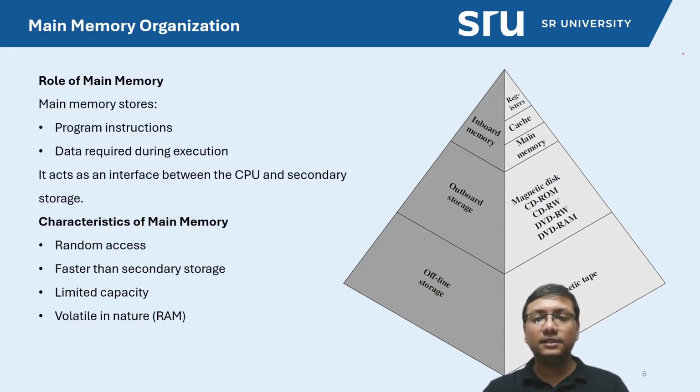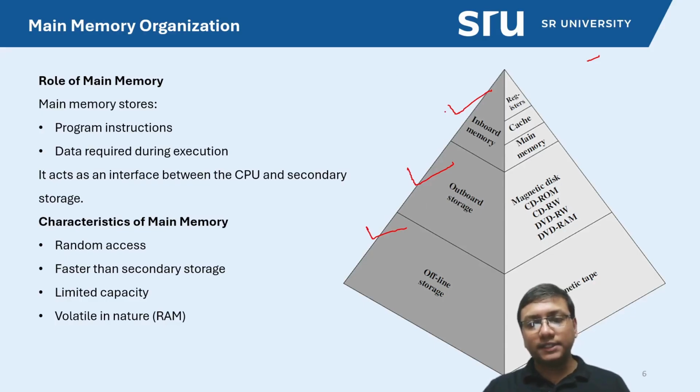First is called inboard memory. Inboard means these memories are built on the motherboard of the computer. Next is called outboard. Outboard means it can be placed inside the computer, but it is connected externally to the main board. And finally there is offline storage. Offline storage means, for example, a pen drive or an external hard disk drive that we connect to the computer through some ports.